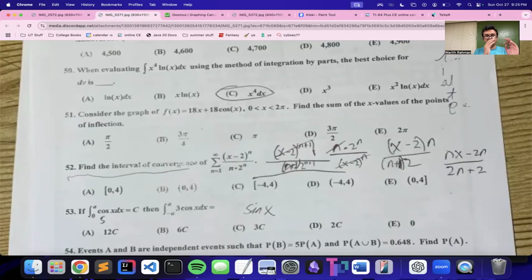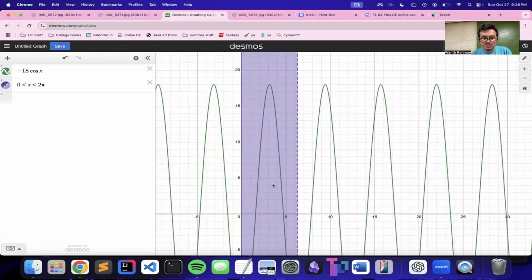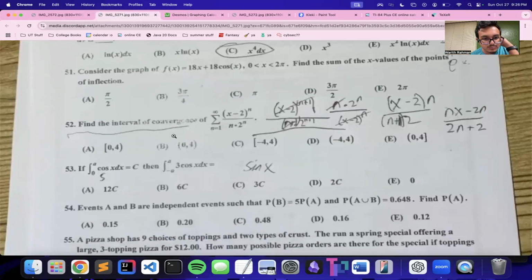And we just need to figure out, across 0 to 2 pi exclusive, when does this change signs? So this changes signs at pi over 2 and 3 pi over 2. Sum those, pi. So C.